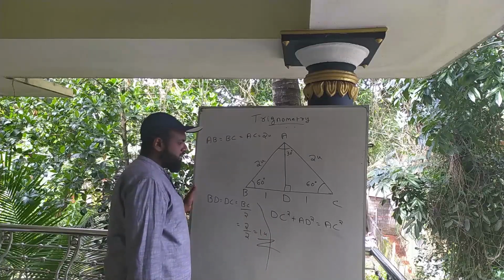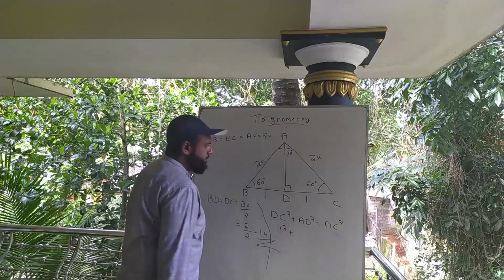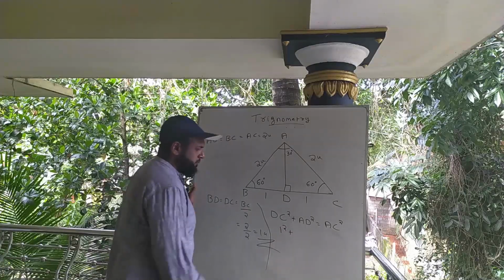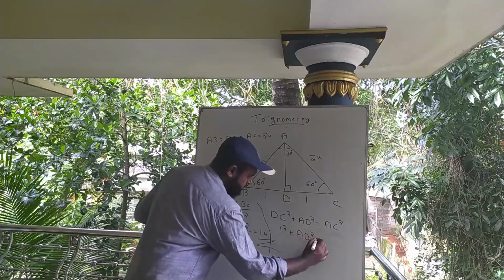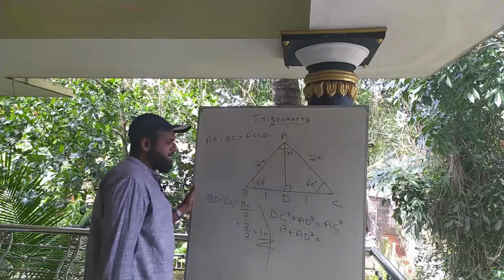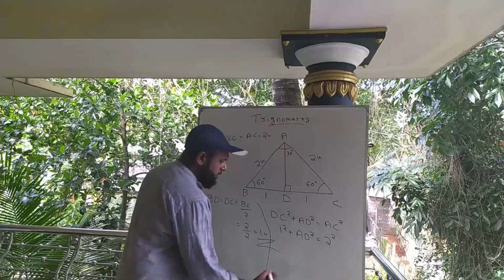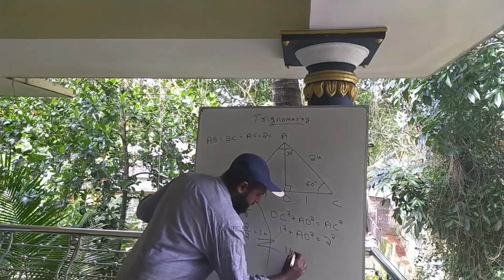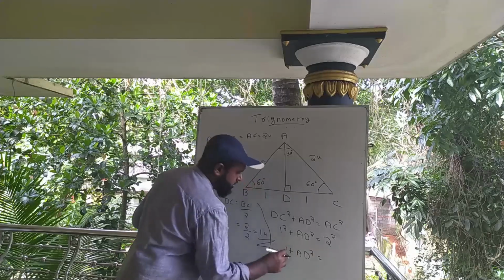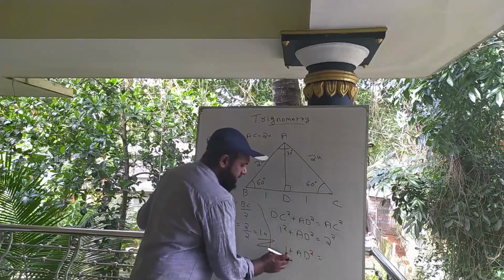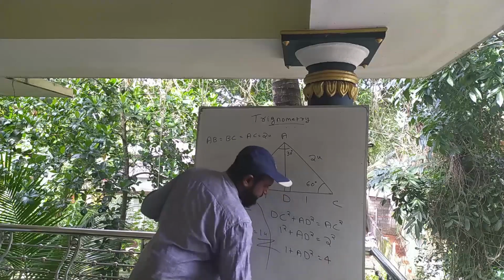DC square. What is DC square? 1 square plus AD square equal to, what is AC square? 2 square. 1 plus AD square equal to 2 square. What is 2 square? 4.